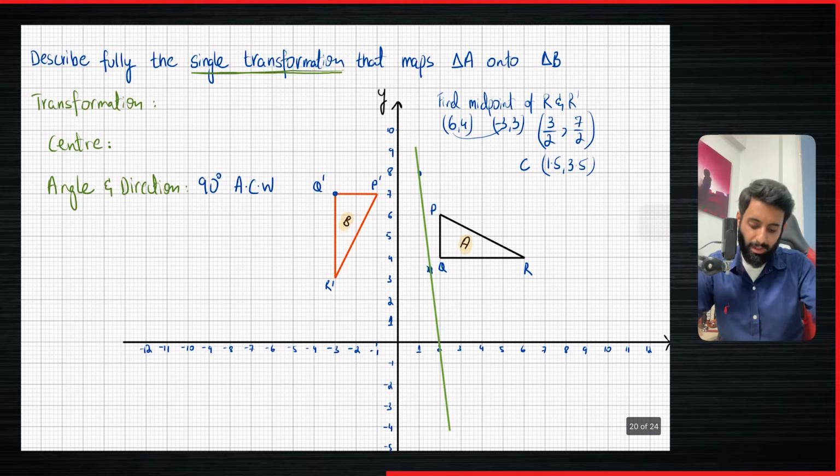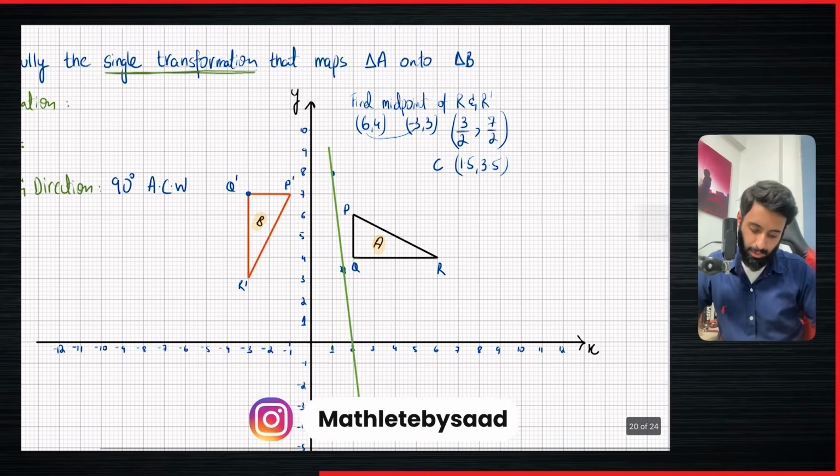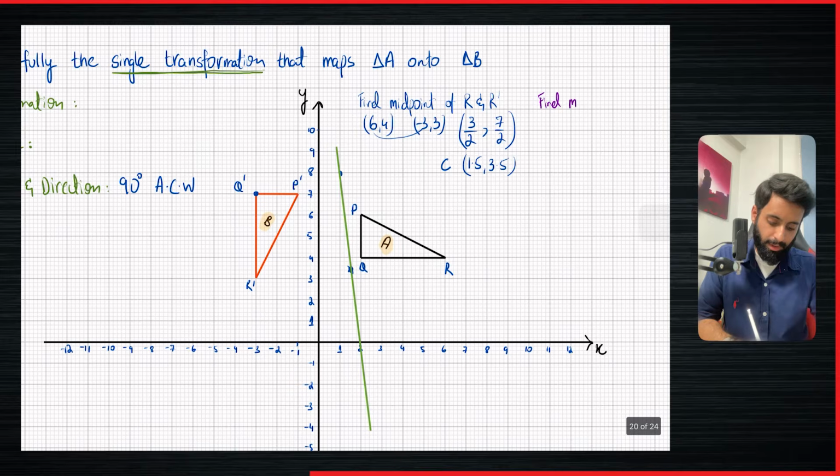Okay, so we did this with R and R prime. Now we're going to do the exact same thing with P and P prime. Okay, so basically just another set of object and image. So for that, let me switch to a completely unique color. Let's switch to purple. So here's what I'm doing. Find the midpoint of P and P prime.